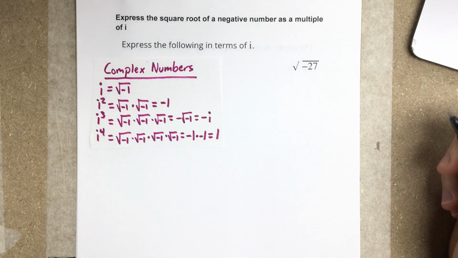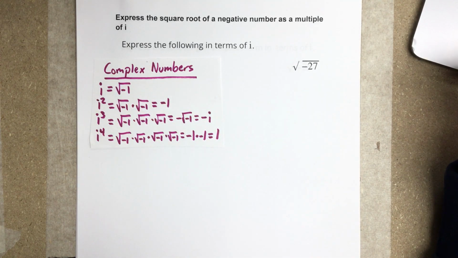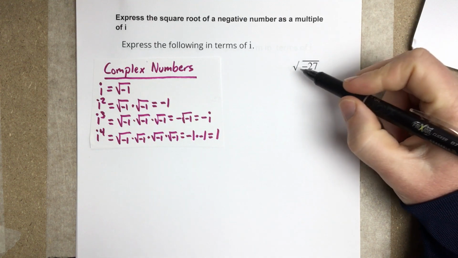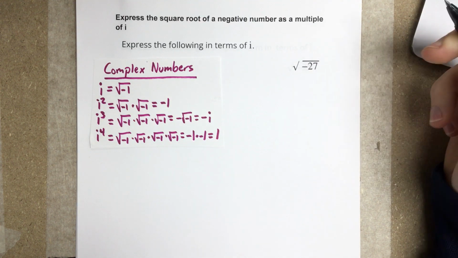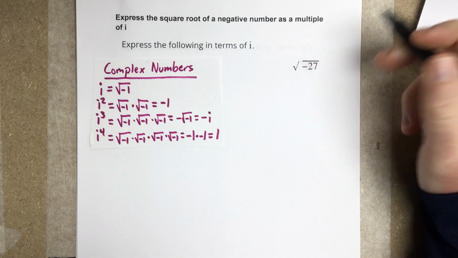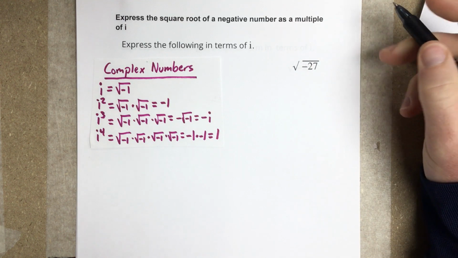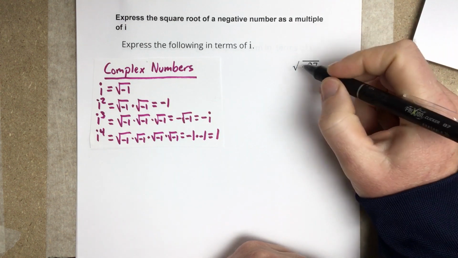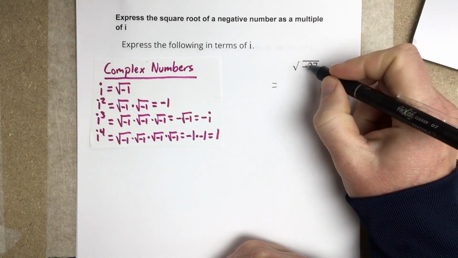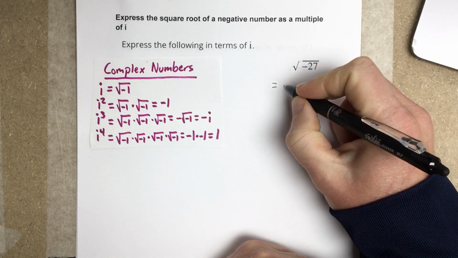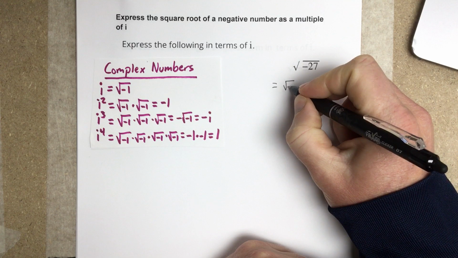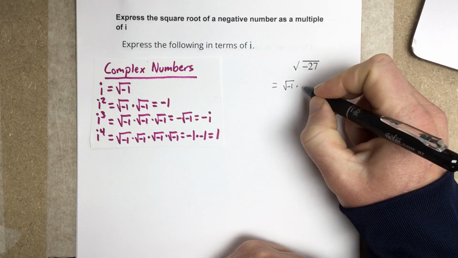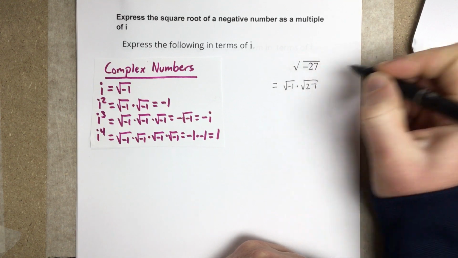In this video, we're going to express the square root of a negative number as a multiple of i. It says express the following in terms of i. They give you root negative 27. So we're going to treat these basically the same as we treat any radical. But before we start, we'll split this and take care of this negative real quick, and we'll write this as root negative 1 times root of 27.